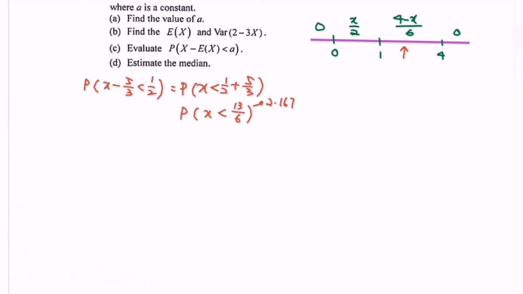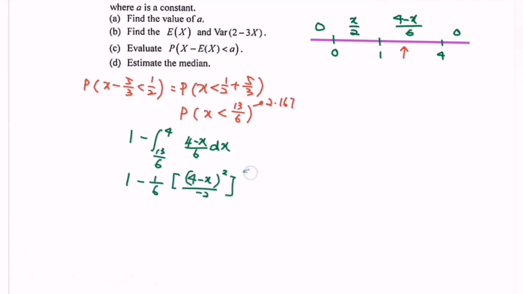So my suggestion is we have 1 minus the integral, starting from 13 over 6 until 4, of the function (4 minus x) over 6 with respect to x. So 1 minus, where we have 1 over 6, integrate (4 minus x) squared over negative 2. We have the limits 4 and 13 over 6.